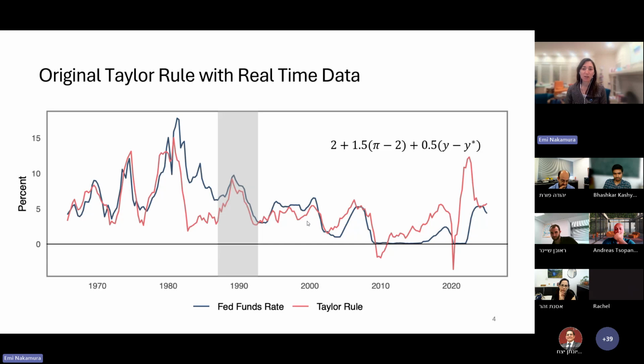But if you look outside that window, so this is expanding the graph to a much longer window, you can see that the fit is quite a bit worse. So here we're trying to be as faithful to the original specification as we can. We're using the same coefficients as Taylor did and the same measure of inflation. But the only changes we make here are to use the Fed's Green Book measure of the output gap, because you really can't use the kind of filtered measure that Taylor used on this short sample period over a longer period of time, and to use real-time data. If you use retrospective data, current data, the fit is quite a bit worse.